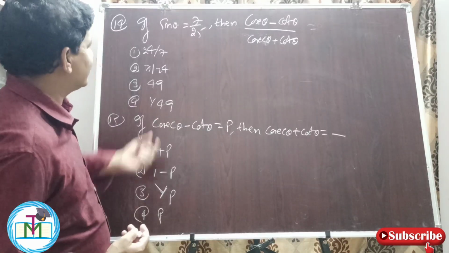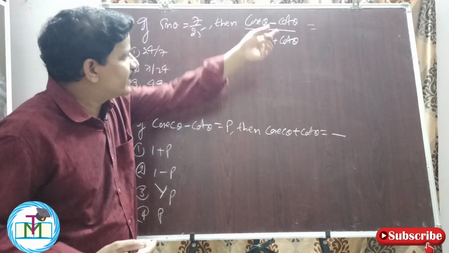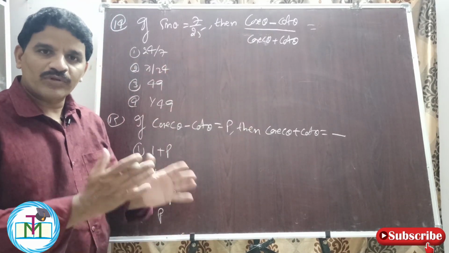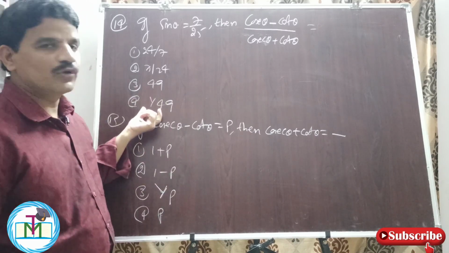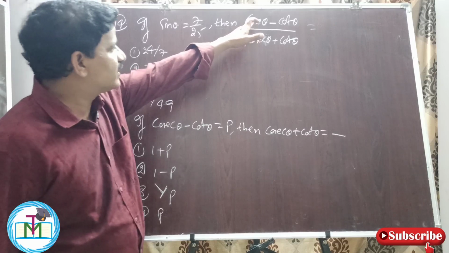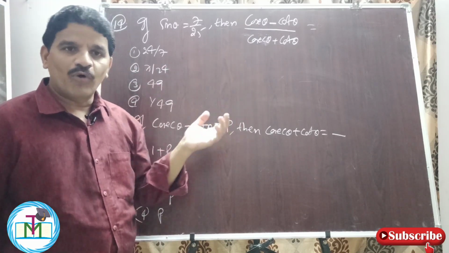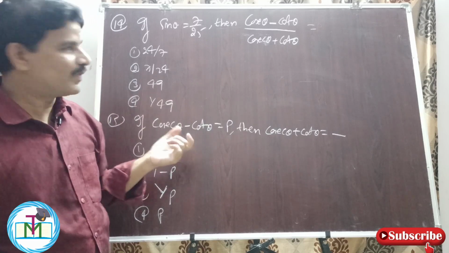Question number 14. Sin theta is equal to 7 by 25. Then (cosecant theta minus cot theta) by (cosecant theta plus cot theta) is equal to how much? So here the sin theta value is given. We have to write the cosecant theta and cot theta values. We can solve this problem in 3-4 methods. I will use the easiest method.